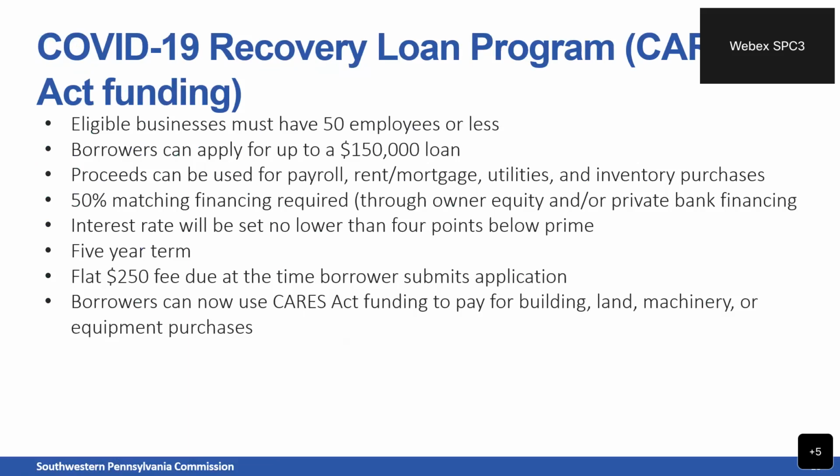The interest rate will be set no lower than 4 points below prime. Right now, we are 75% of prime, which means prime's at 7.75%. We are at 5.8%. And that really only fluctuates if prime changes, okay? It is a 5-year term, and we have a flat $250 fee at the time the borrower submits their application.